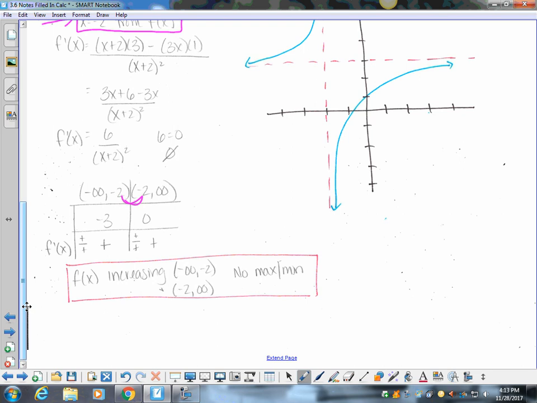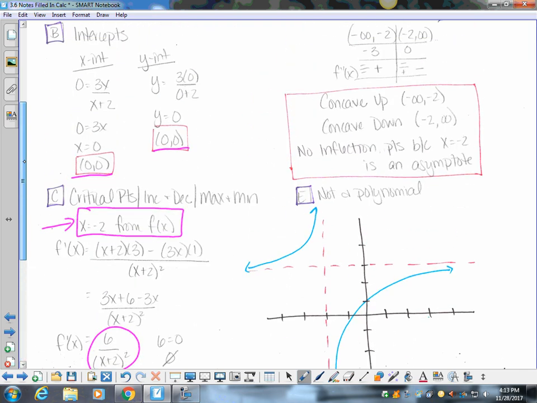I pick values in those intervals, plug them into my derivative, and see what my signs come out to be. And I can see that I'm increasing the whole time. But I can't write it from negative infinity to positive infinity because I have an asymptote at negative 2. So I have to write it as 2 separate intervals because I have to state that I'm crossing over an asymptote. Because it's increasing the entire time, I have no max and no min, and you need to make sure that you state that, address it.